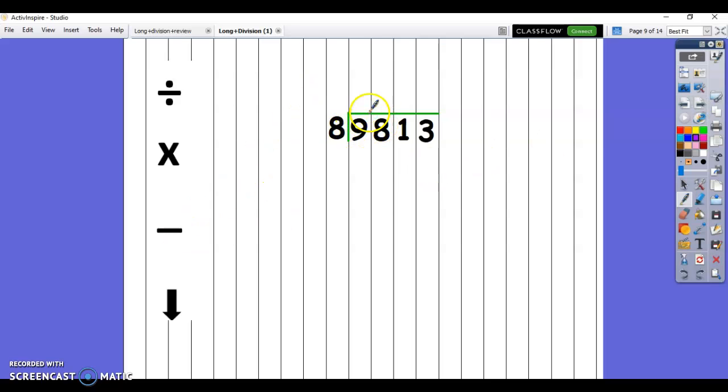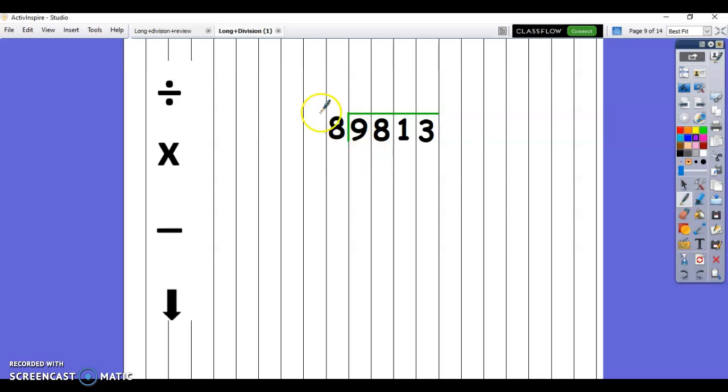In your journals or on a dry erase board, let's try this one. We have 9,813 divided by 8. Remember your dividend, your divisor, and you're trying to get your quotient. So if you are ready to go and you have that, pause the video here and try to solve it on your own. If not, you can try to work through as we go.